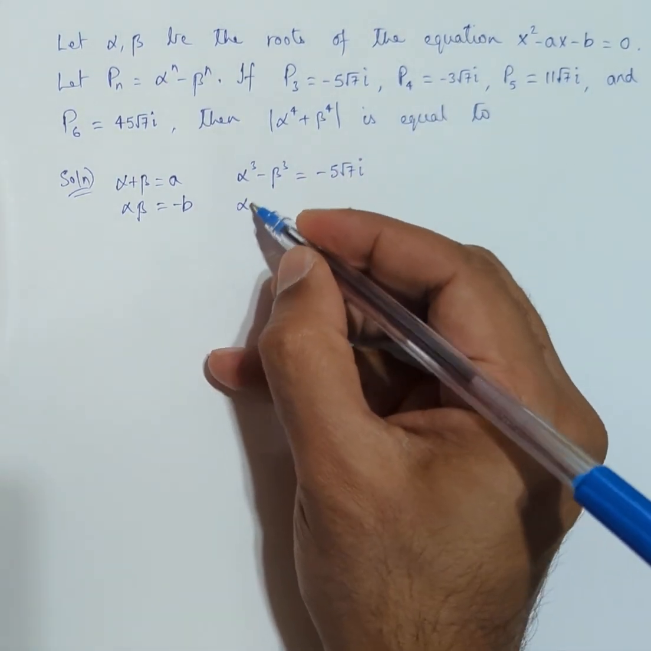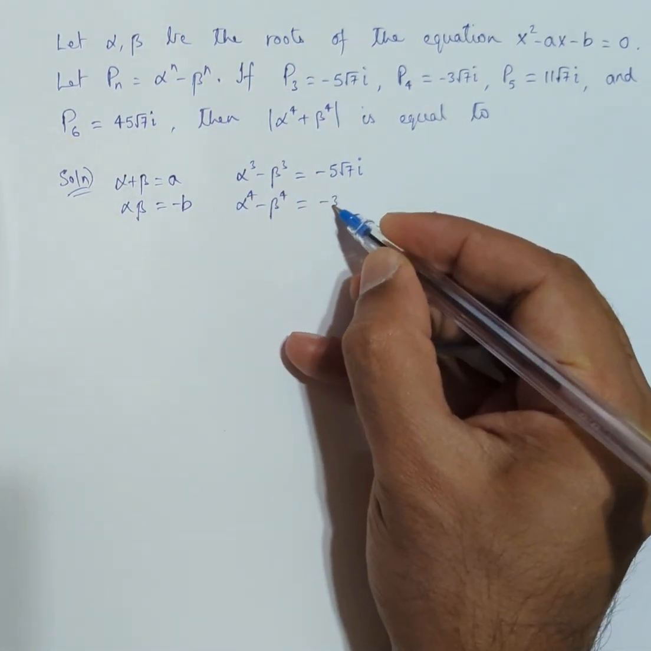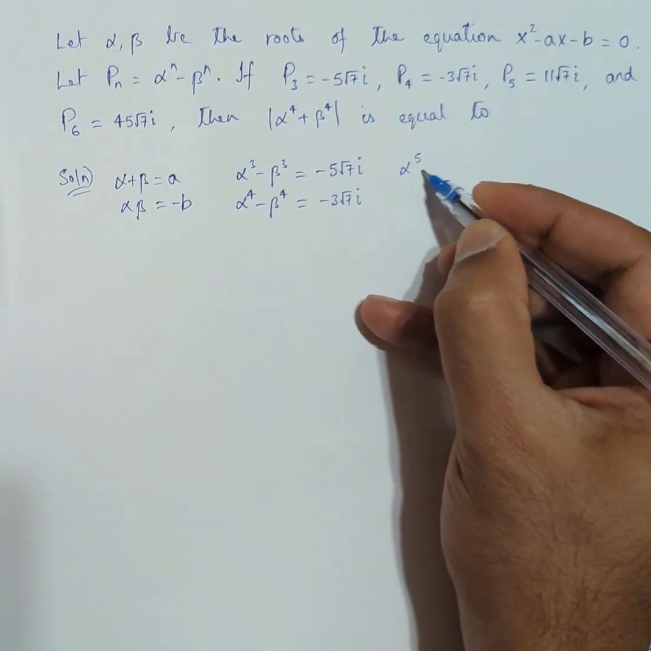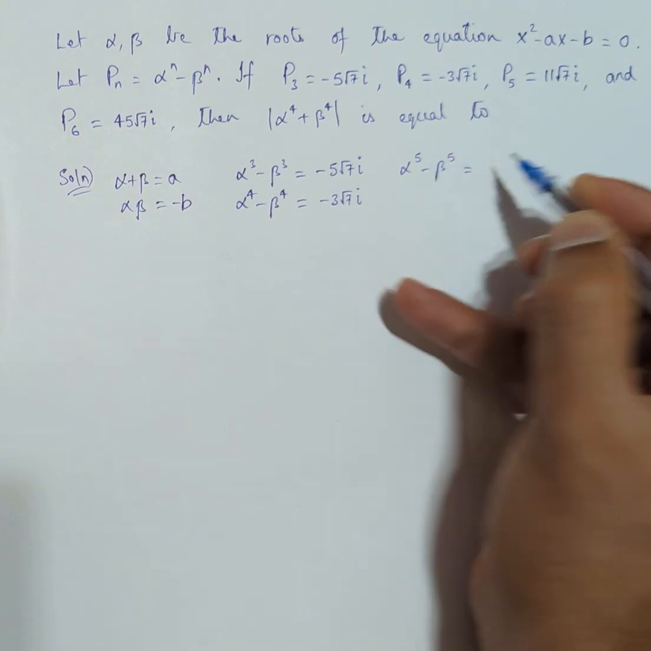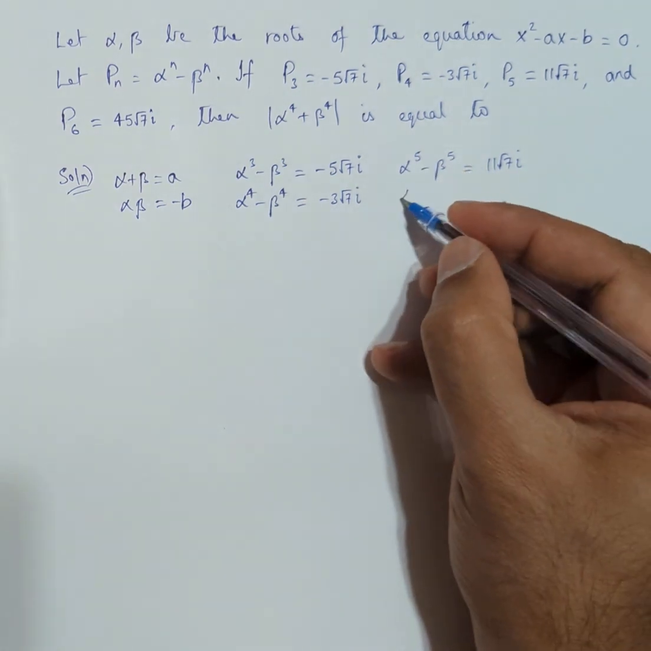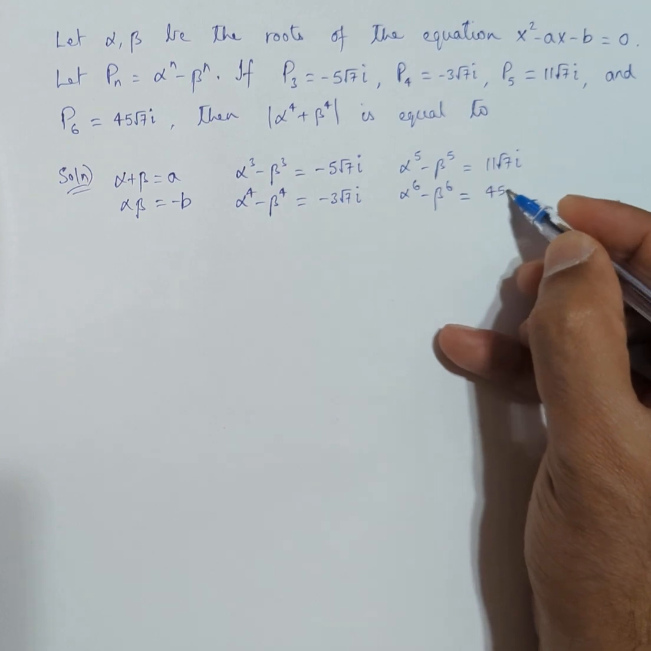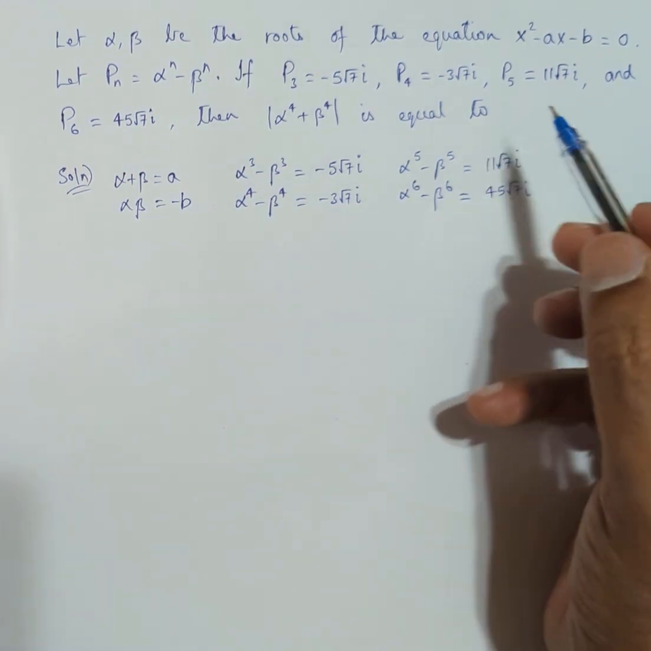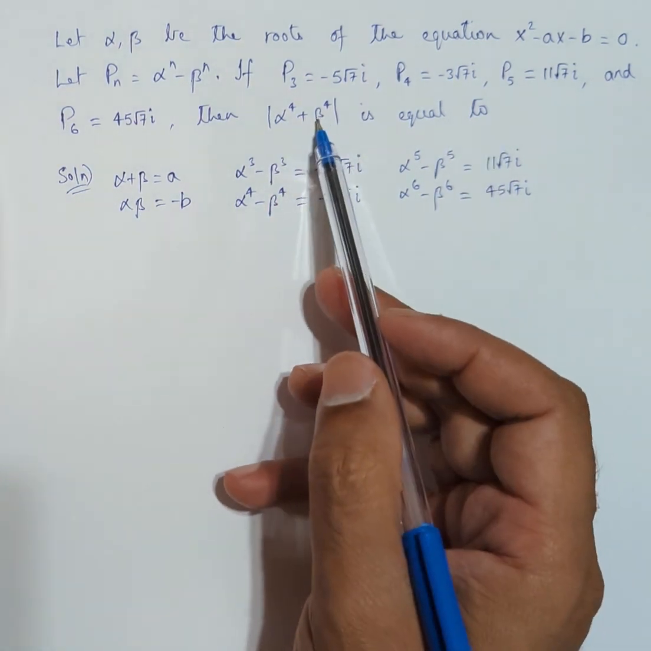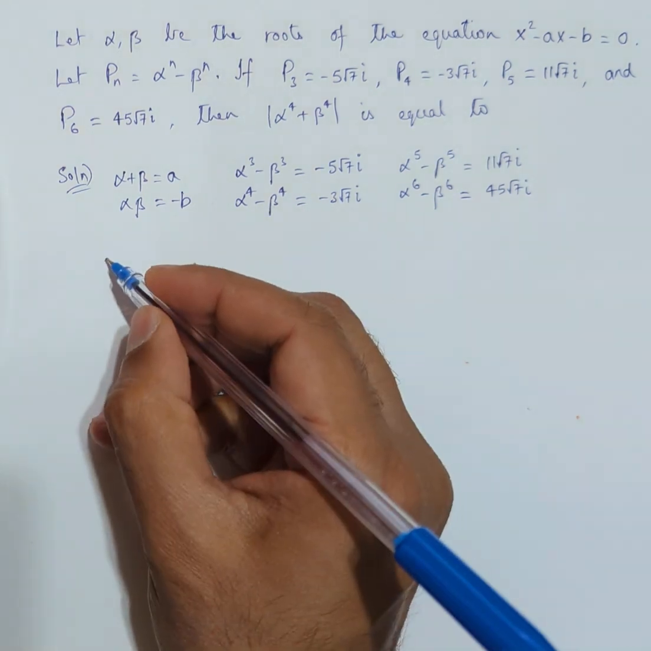P4 is that, so alpha to the 4 minus beta to the 4 is negative 3 root 7i. P5 means alpha to the 5 minus beta to the 5 equals 11 root 7i. And P6 means alpha to the 6 minus beta to the 6 equals 45 root 7i. Then I'm asked to find the absolute value of alpha to the 4 plus beta to the 4. I've been given alpha to the 4 minus beta to the 4, so I'm going to use that.